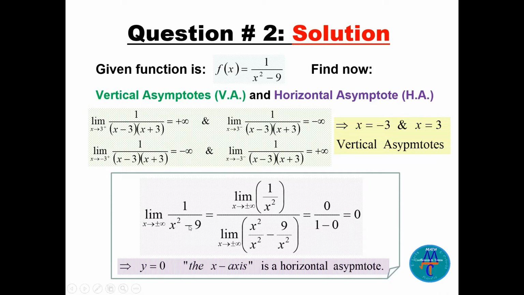To find the limit of the same function as x goes to plus or minus infinity, we divide by the term that has the highest power of x. So it will be 1 over x squared. Here we have down x squared over x squared minus 9 over x squared. So 1 over infinity will be 0. x squared over x squared will be 1. Minus 9 over infinity will be 0. So it will be 0 over 1, which is 0. So here y equals 0. This is the limit value. y equals 0 is the x-axis itself. This is the horizontal asymptote.